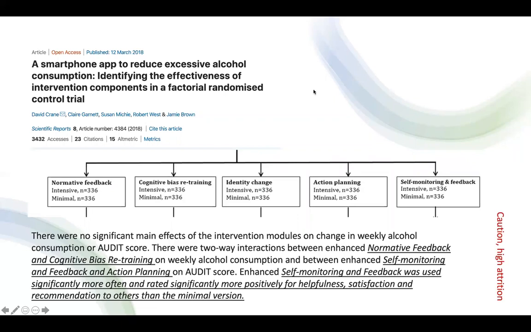Anyway, this was a smartphone app to reduce excessive alcohol consumption, identifying the effectiveness of intervention components in a factorial randomized trial. So here are the components. They had 5: normative feedback, cognitive bias retraining, identity change, action planning, and self-monitoring. And they had an intensive and a minimal version. You can see they have these two conditions. And they randomized 336 people to each one of those conditions, right?